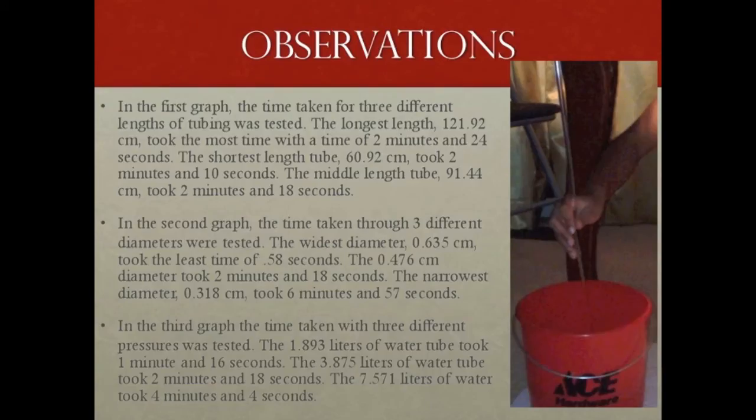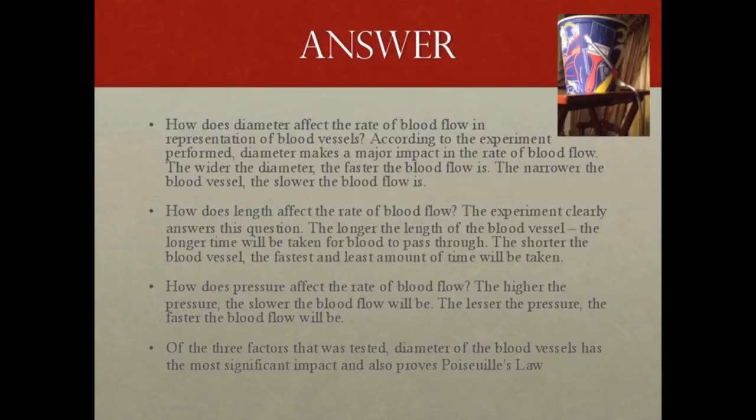In the first graph, the longest tube took the slowest time to drain, and the shortest tube took the fastest time. In the second graph, the widest diameter took the fastest time, and the narrowest diameter took the slowest time. In the third graph, the least amount of water pressure took the fastest time, and the most amount of pressure took the slowest time. Out of the 3 hypotheses, 2 of them were proven.